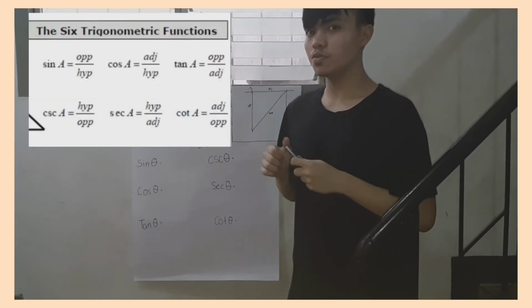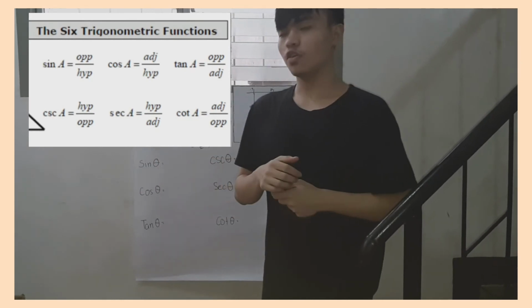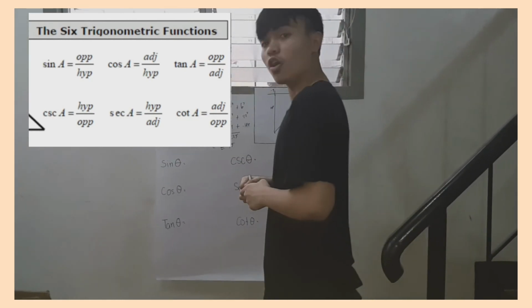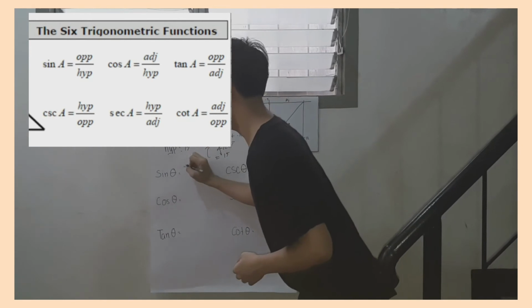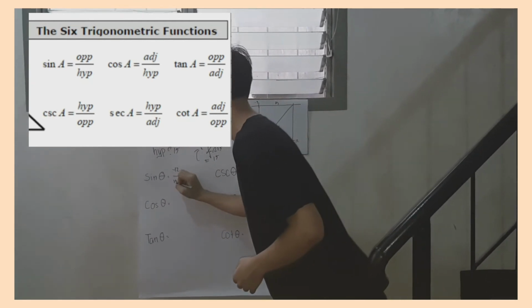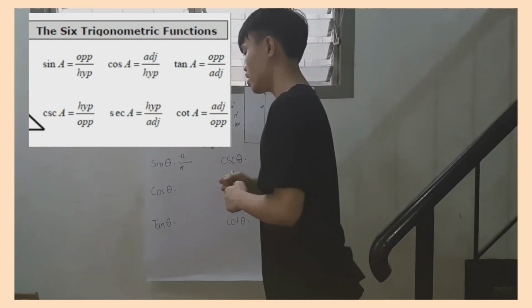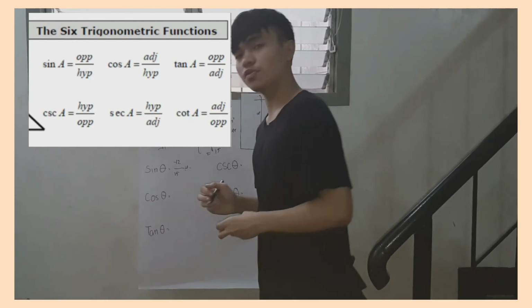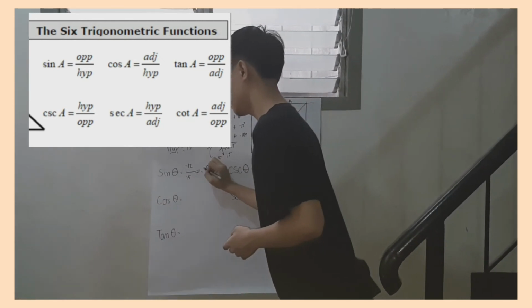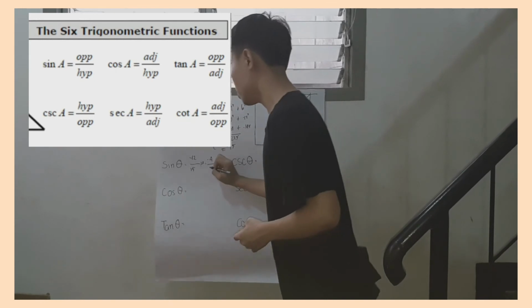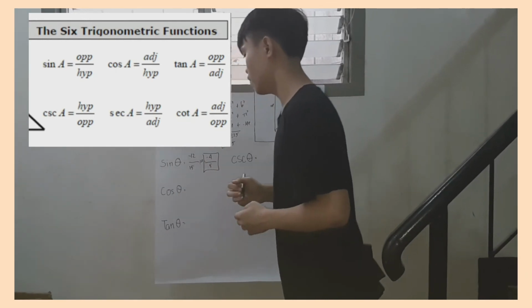With this illustration, we can see which is for the sine. Sine is equal to opposite over hypotenuse. So our opposite is negative 12 over hypotenuse 15. Since we can still simplify this, we divide by 3. Negative 12 divided by 3 is negative 4, and 15 divided by 3 is 5. So the answer is negative 4 over 5.